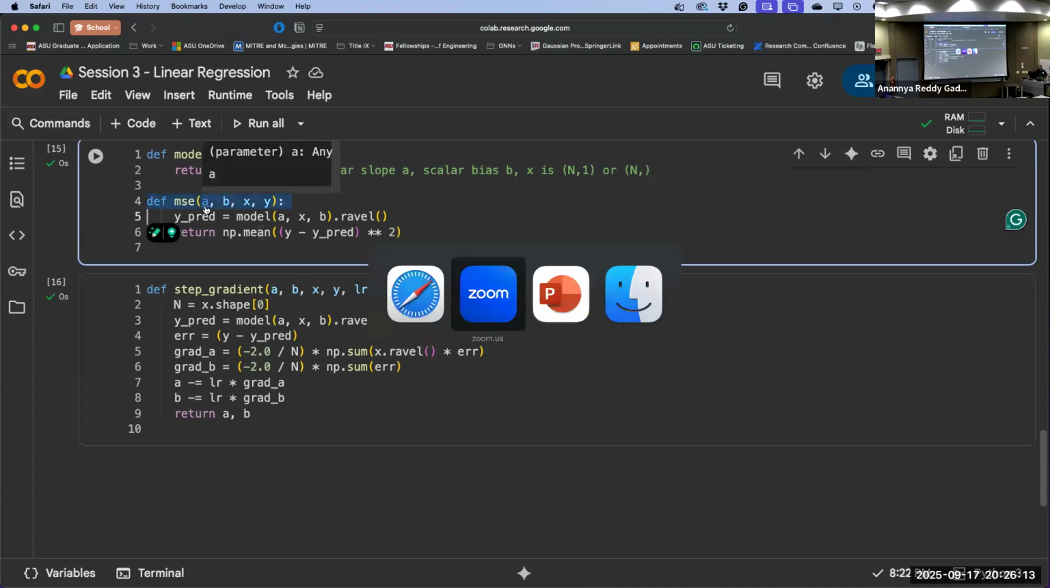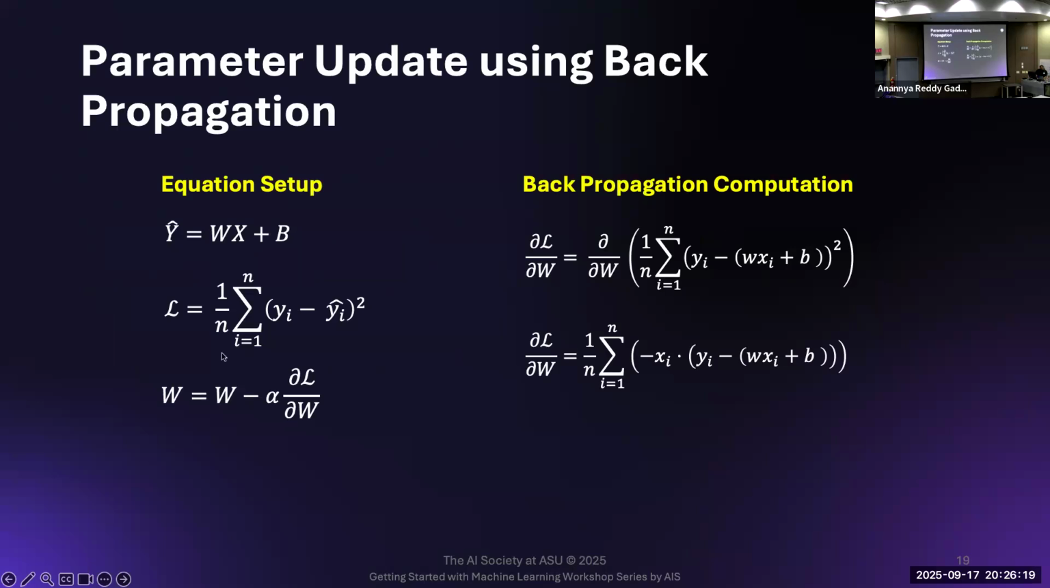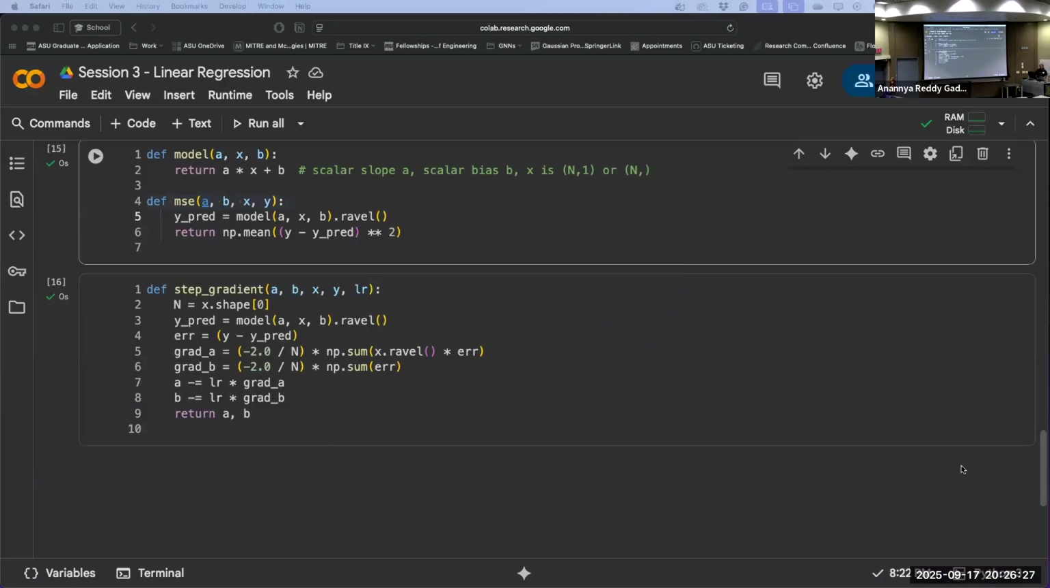Okay, so let me just go back to the slides. You remember this equation, right? What we're doing is just implementing this in code. We are taking the y pred, which is the y hat, and then computing the mean of the squared difference of the actual minus the predicted.